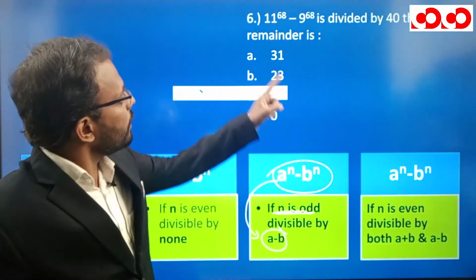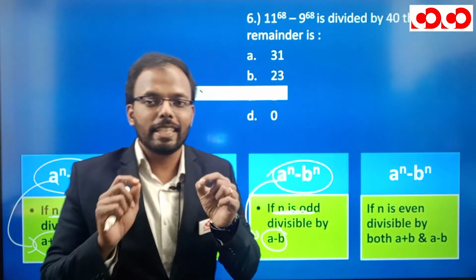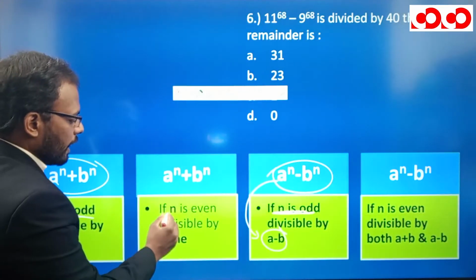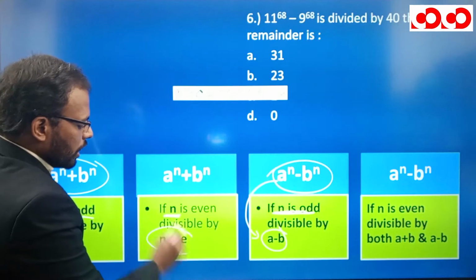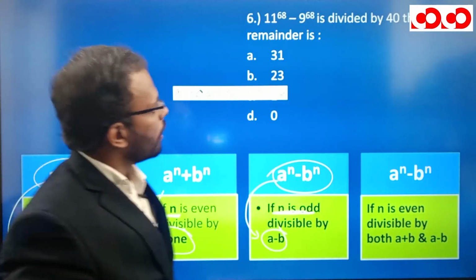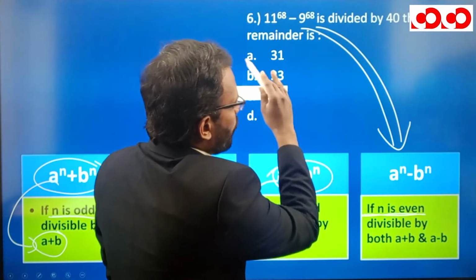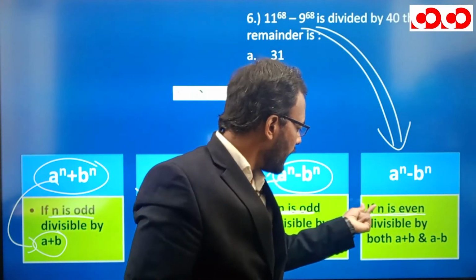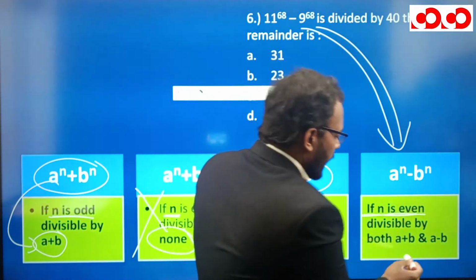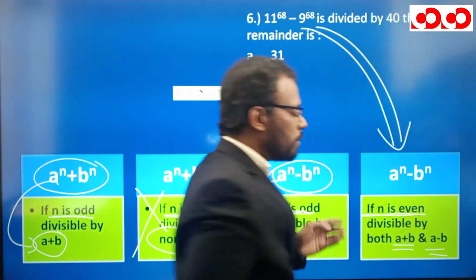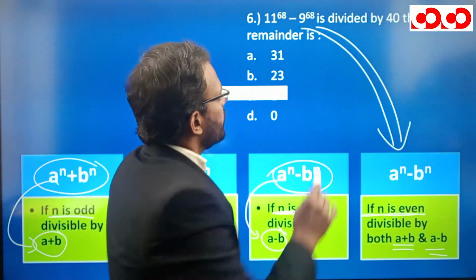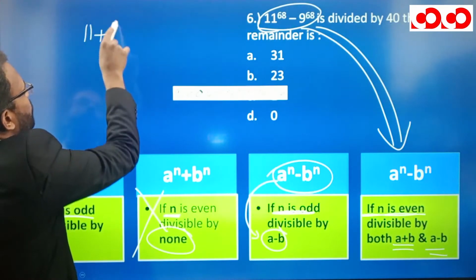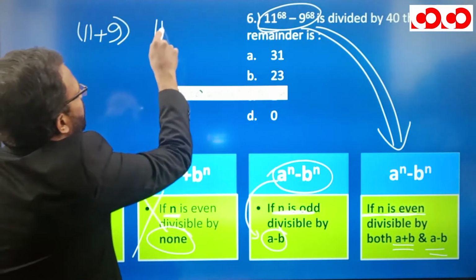But here you can see 11 to the power 68, and 68 is an even number. So a to the power n plus b to the power n, when n is even, is not divisible by any such number. However, if there is a minus sign, a to the power n minus b to the power n, when n is even, is divisible by both a plus b and a minus b. So this particular number is divisible both by 11 plus 9 as well as 11 minus 9.